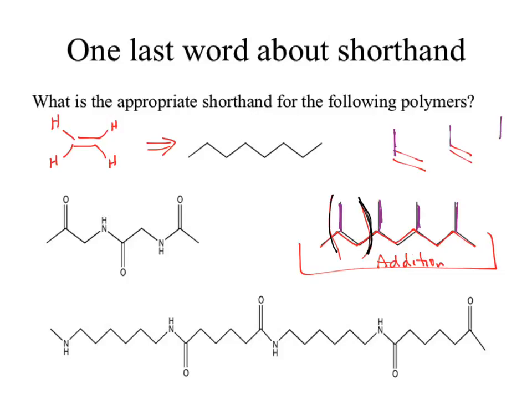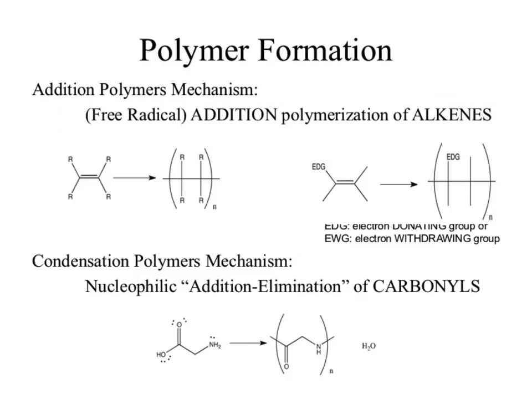If I draw this out as several repeating units, what ends up happening? The pi bond can attack, the pi bond can attack, resulting in the loss of the pi bond, but the formation of that new sigma bond. And I now have the polymer. Does that make a little more sense? Kind of makes sense? We good?